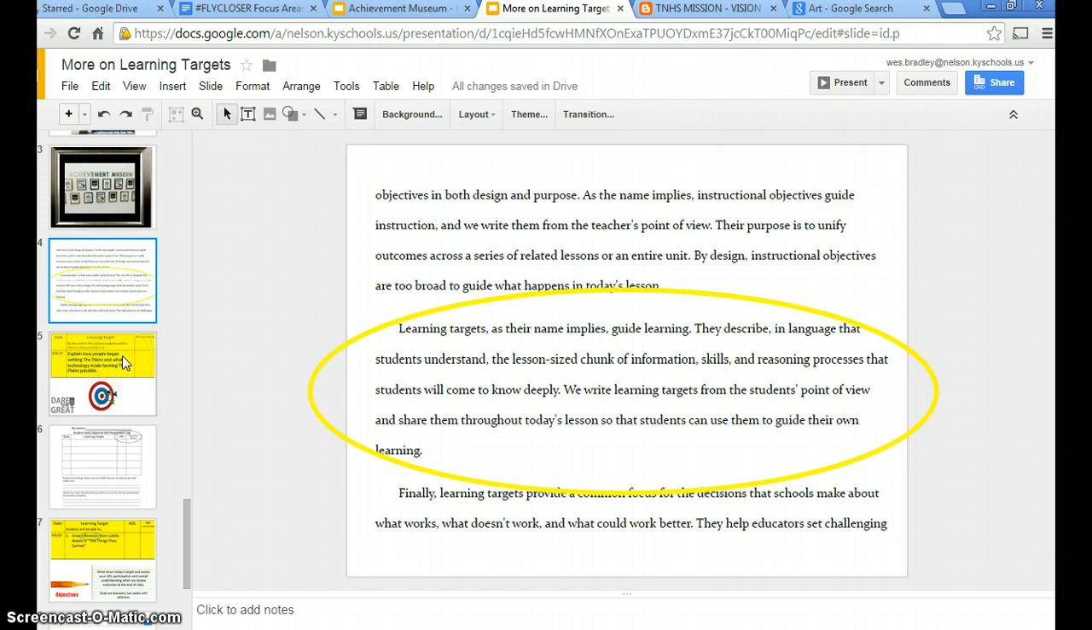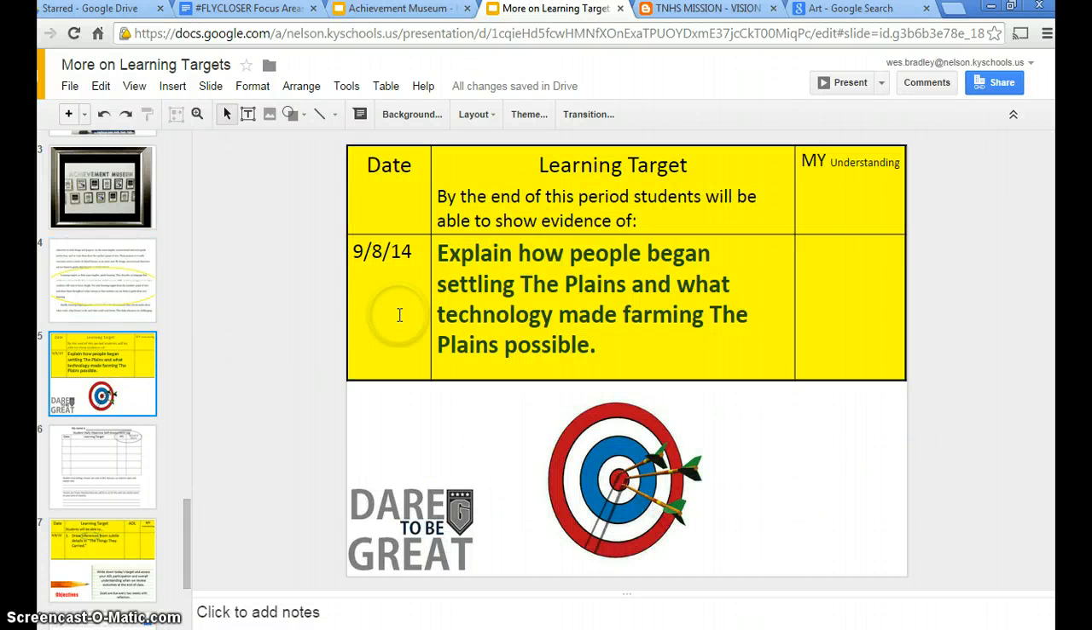Okay, the last piece of learning targets is they're for students. They're not for us as teachers, they're for students. And we want to make sure that they are there to guide student learning and writing them from the student's point of view. Ms. Peterson does a fantastic job of this. This is one from this week. She had an additional target in this lesson, but this is an example, very student-friendly, and is something that students were to achieve by the end of that period.